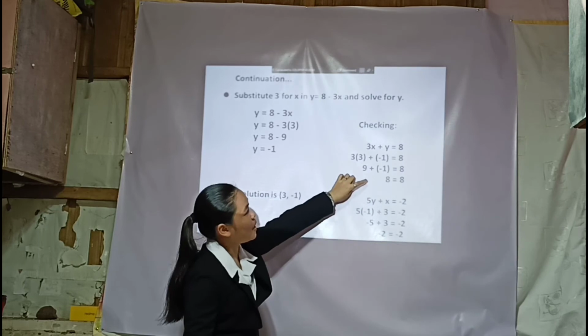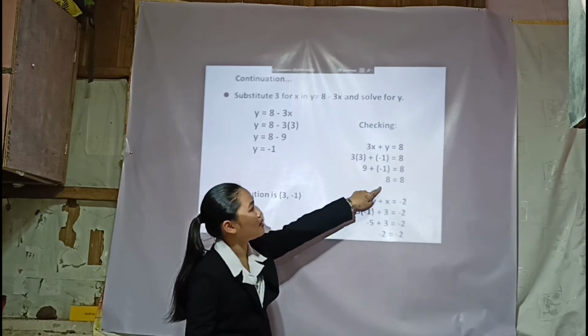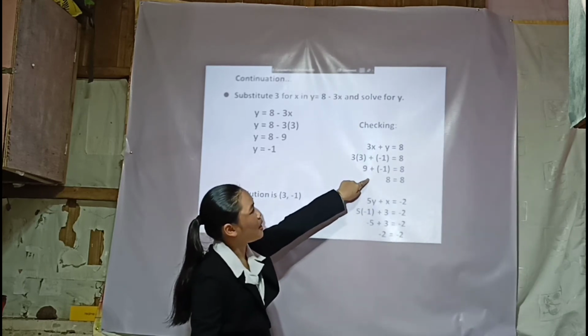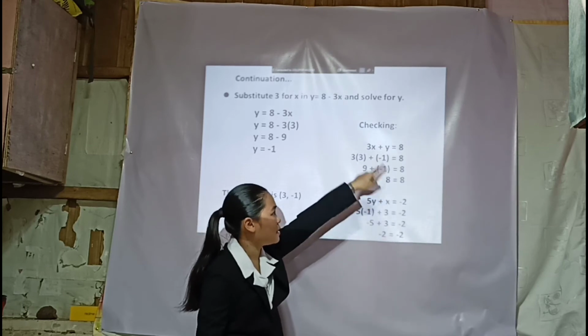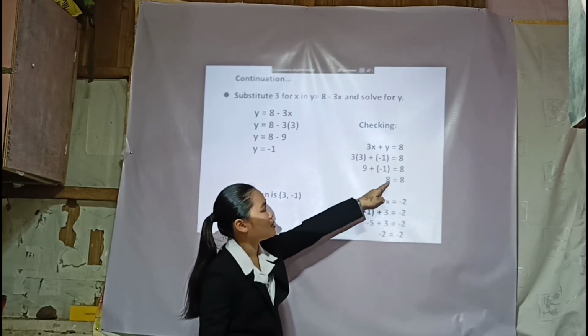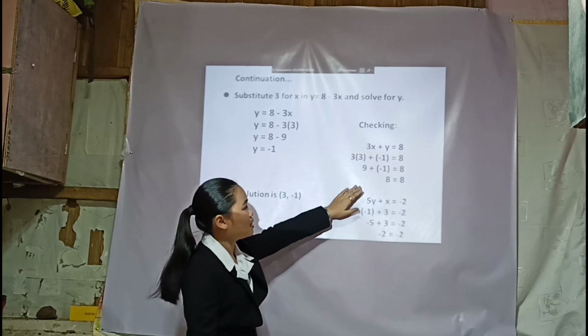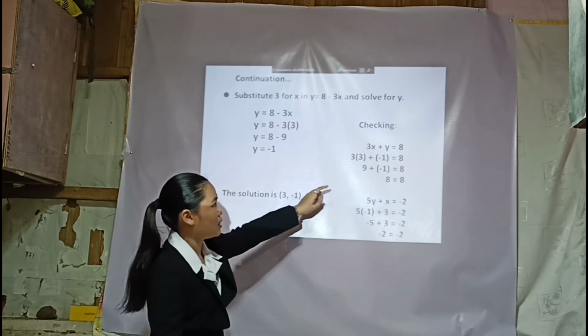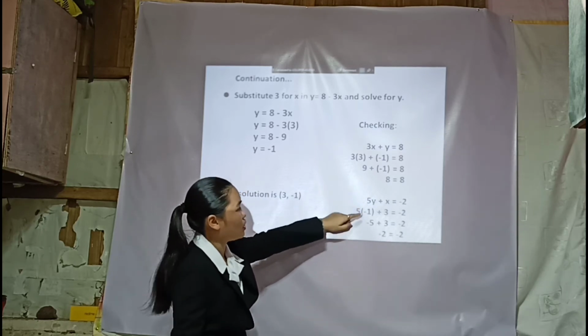So 9 plus negative 1 equals 8. Because 9 plus negative 1 equals 8, then bring down the 8. So our answer is correct in the first equation. So let's proceed to the second equation.